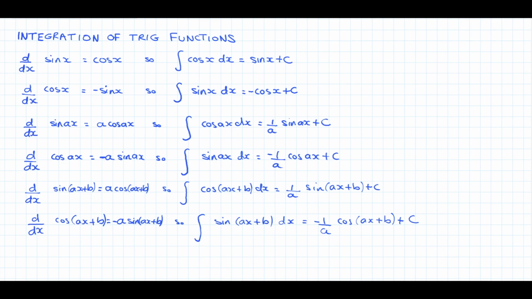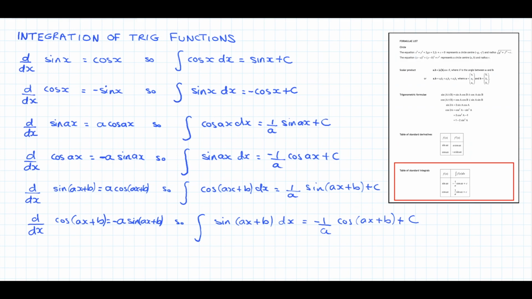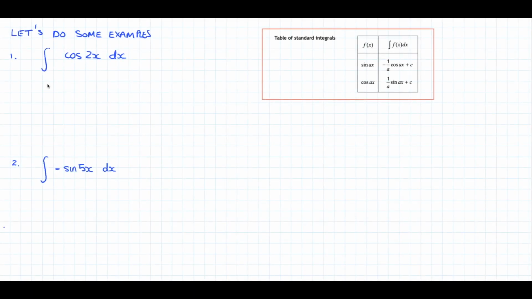And extending that on, differentiating sine ax plus b, we know that it would be a times cos ax plus b, so integrating cos ax plus b would be 1 over a sine ax plus b plus c. And differentiating cos ax plus b would give us negative a sine ax plus b. So if we integrate sine ax plus b, that would give us negative 1 upon a cos ax plus b plus c. Now, I've left on the board what you are given in the formula sheet. Okay, let's do some examples now.